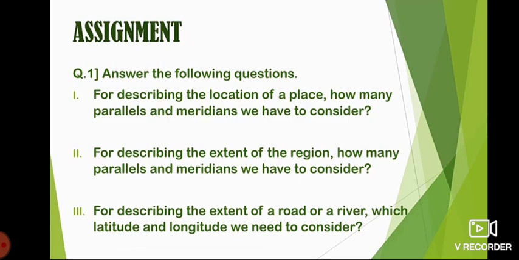First one is for describing the location of place. How many parallels and meridians we have to consider? For describing the extent of region, how many parallels and meridians we have to consider? And the third question is for describing the extent of a road or a river, which latitude and longitude we need to consider.